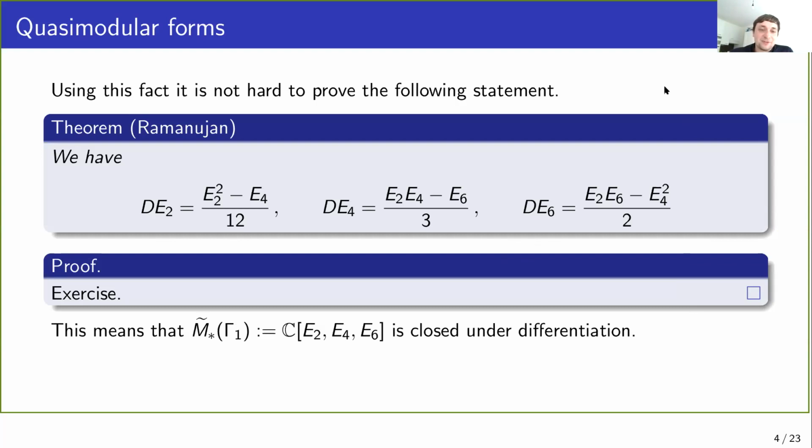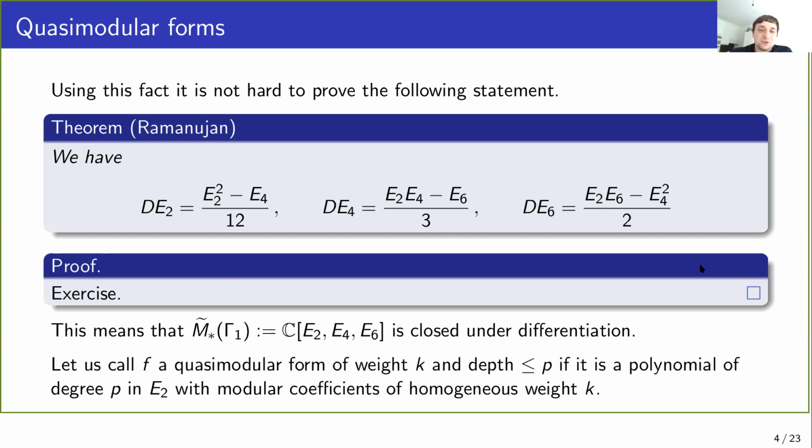So what this means is that if you define, just formally, this space M tilde star of gamma 1 to be the ring of polynomials in the three Eisenstein series E2, E4, and E6, then it is closed under differentiation. Well, okay, so let's just formally call this a quasi-modular form. So we will call an element of this ring a quasi-modular form.